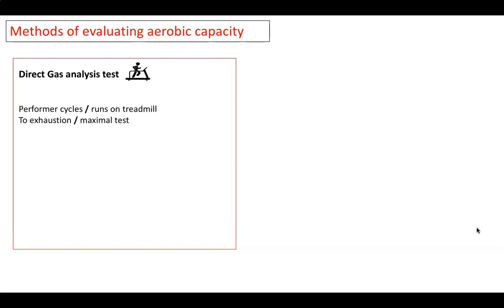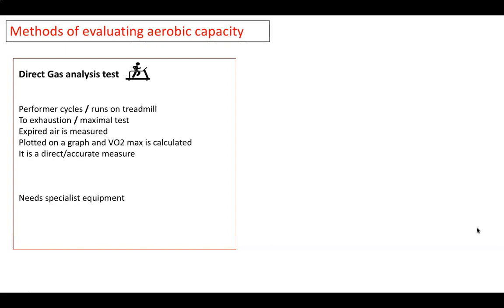This is to exhaustion. This is known as a maximal test. What happens is the expired air is measured and then it is plotted on a graph and VO2 max is calculated. This is a direct, accurate measure. It's called the direct gas analysis test. This is a direct measure. It is objective. It is our actual accurate measurement of VO2 max.